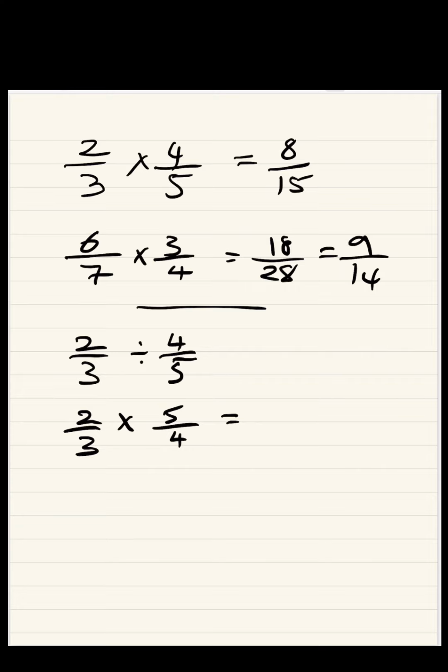So 2 times by the 5 for the numerator is 10. 3 times by the 4 is 12. And now again, we're looking to see if we've got any common factors. And the highest is again 2, as it happens. So 10 divided by 2 is 5, and 12 divided by 2 is 6.